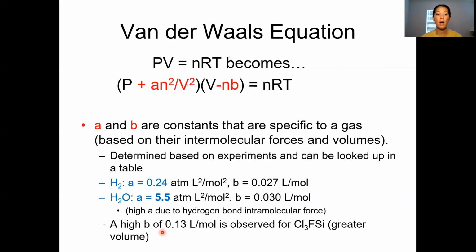Something that might have a high B value of say 0.13 versus 0.03 is observed for this silane here with 3 chlorines and a fluorine attached. The reason is this is a much greater, bigger gas with a higher volume. So it'll take up more space in that container.